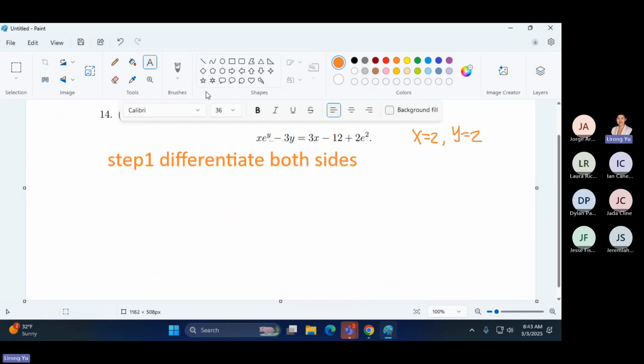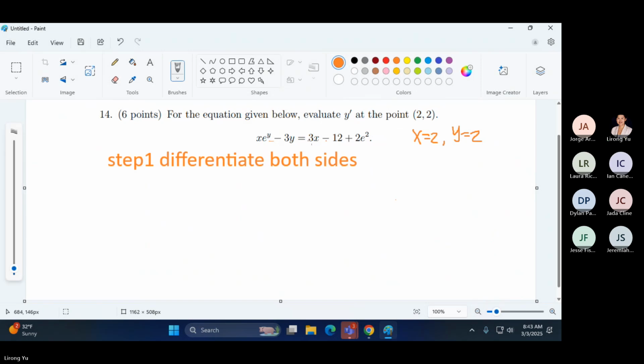We're going to do it term by term. There are 2 terms on the left. I'm going to differentiate the first term, which is a multiplication. x is one variable, and there's a y. So obviously there are 2 different things multiplying, and we have to do the product rule. When we have multiplication, we're going to do the product rule.